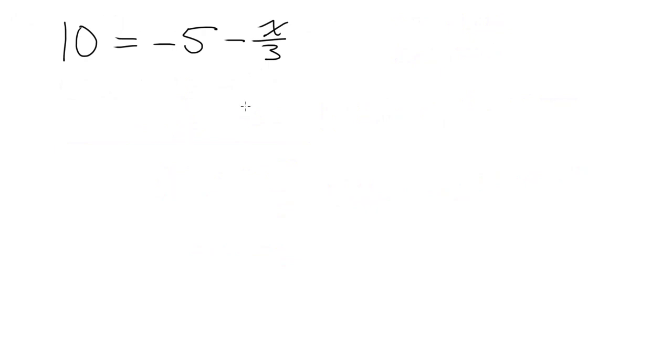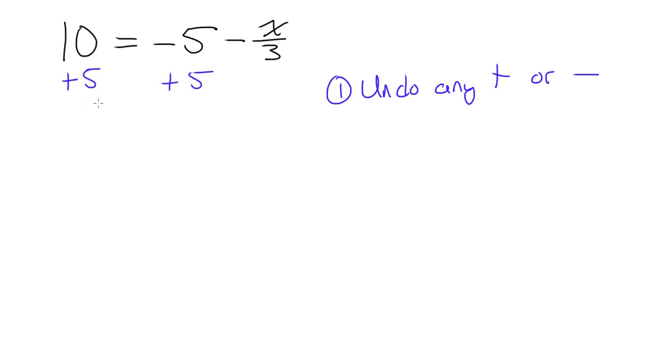All right, this next example says 10 equals negative 5 minus x over 3. So our first step, once again, is undo any addition or subtraction. And so we see here that we've got an x, and we've got a negative 5, and we have a denominator of 3. So since this 3 is a denominator, we know that that's division. So we have to get rid of this negative 5. So in order to get rid of a negative 5, I need to add 5 to both sides.